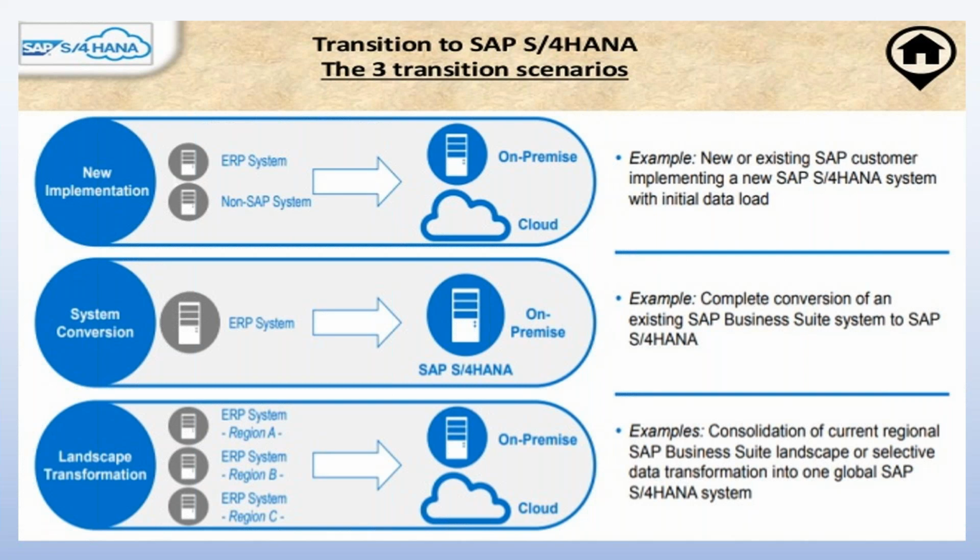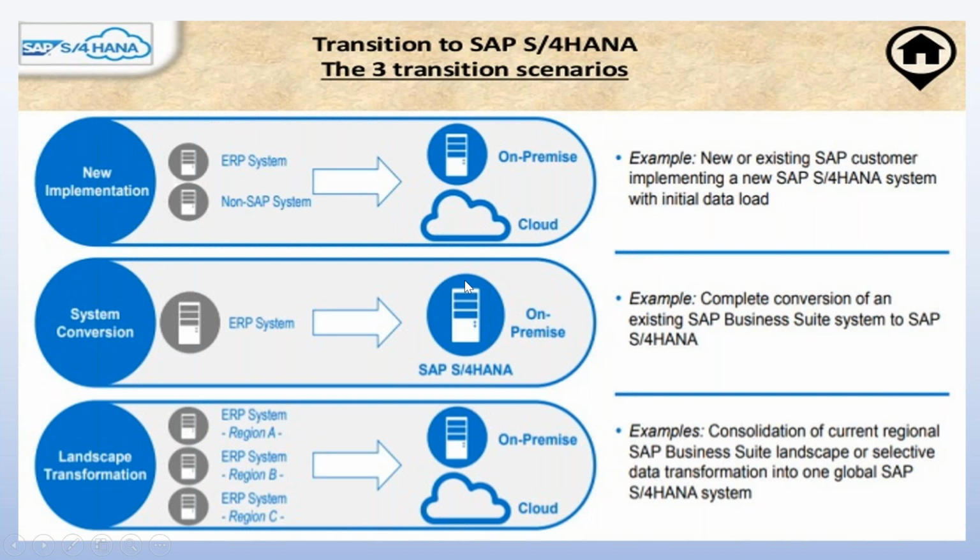Now there are three kinds of scenarios we are expecting in the current market. One is, you may have your ERP system, which is a non-SAP system. Obviously, if you have an ERP system that is very old, or it's a non-SAP system, then it's called a new implementation. You scrap your existing systems, a new or existing SAP customer implementing the new S4HANA. That is, suppose one of your customers is using 4.6 or he is using Oracle, and he wants to go for S4HANA. Obviously, he has to scrap those systems and go for S4HANA. So he can choose on-premises or cloud, it depends.